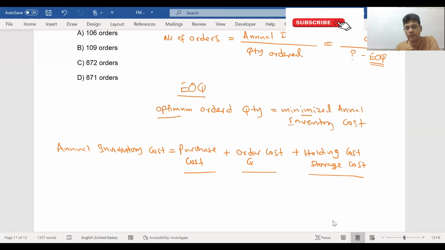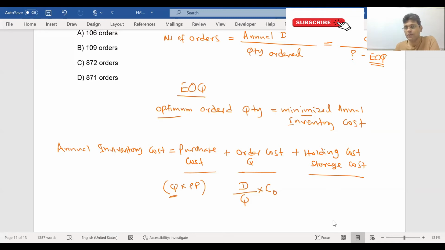Basically, the purchase cost is the quantity you order times the purchase price, so it varies depending on the quantity that you order. Okay, and the ordering cost depends on your annual demand. So your annual demand divided by the quantity you order, times the ordering cost. We say CO, the ordering cost.